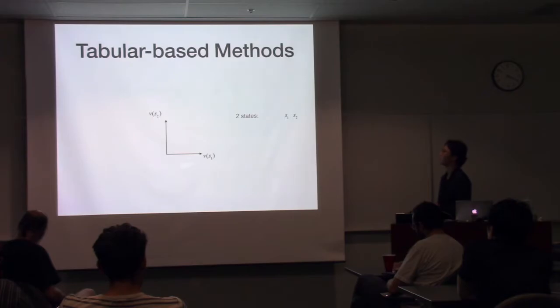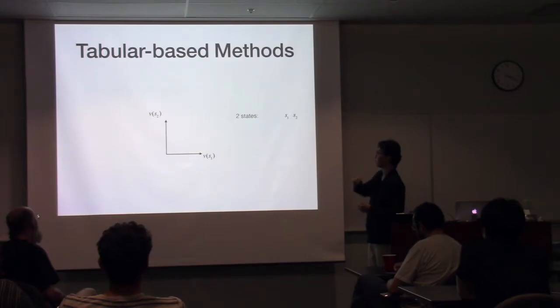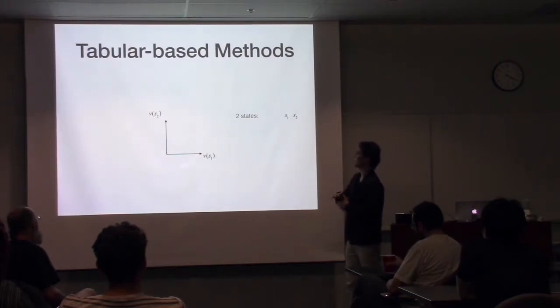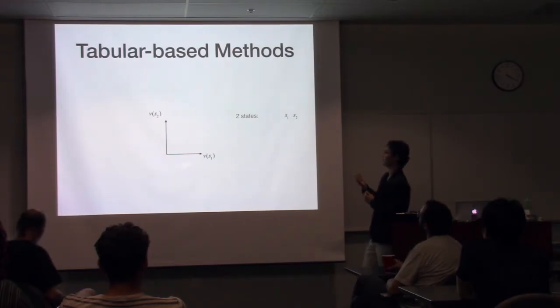So let's get started. Consider an MDP that only has two states, S1 and S2. Here I draw a space of the value function, a space of the values of these two states. It's a 2D space, and every value function is a point in this space.